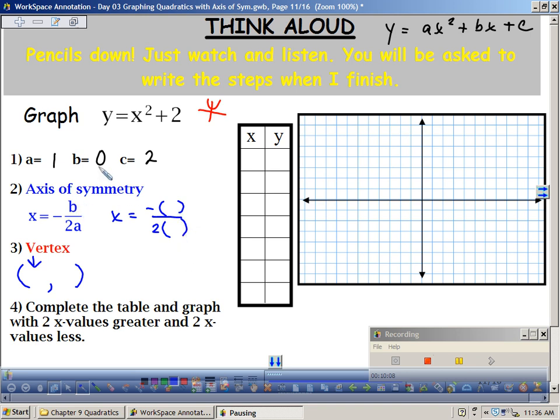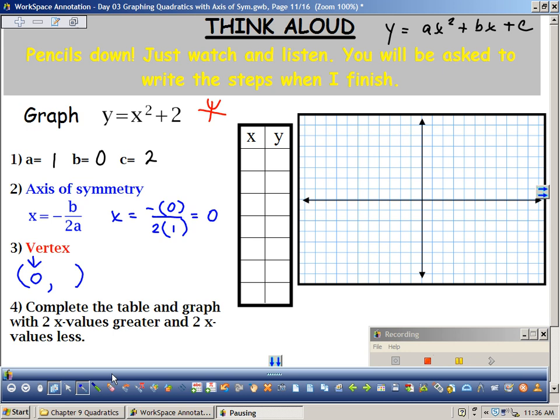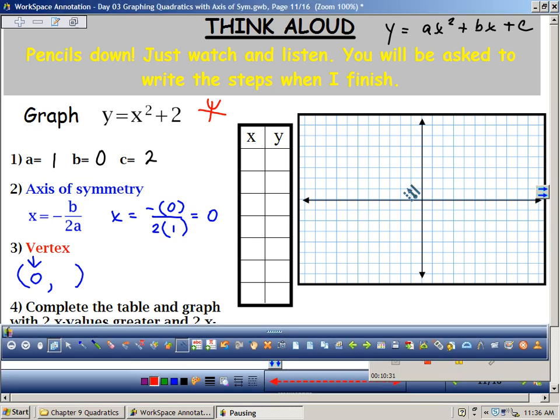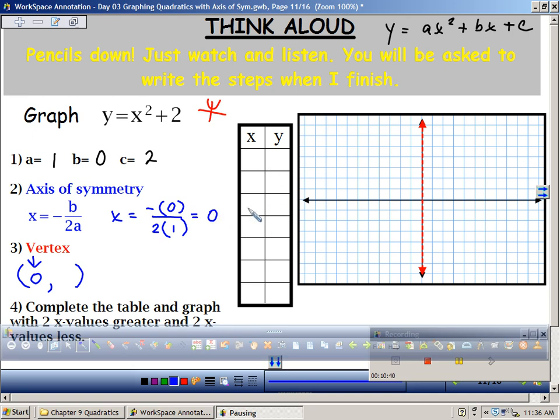All right, so B is 0, so this should be 0. And A is 1, so I'll put 1 here. 0 over anything is just 0. So I'm going to put 0 here. I know my axis of symmetry is 0. I'm going to draw a line, actually right on the y-axis there, the same as the y-axis. And I'm also going to throw a 0 in here because this is going to be my first point.